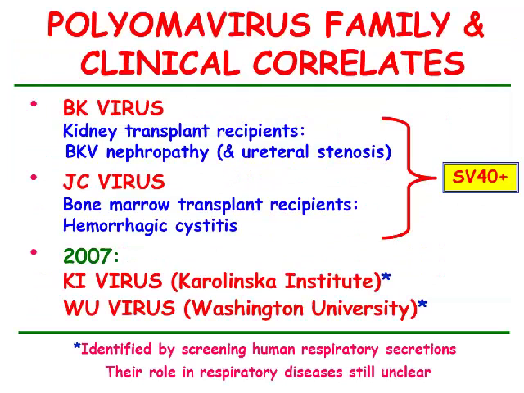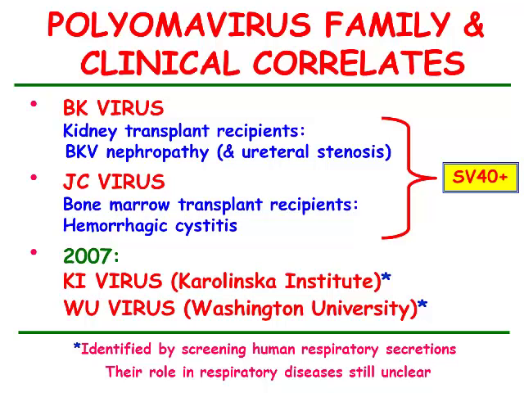So BK virus belongs to a family of polyomavirus, and there are two main polyomavirus, BK virus and JC virus. BK virus is found especially in patients with a kidney transplant, and it can cause BKV nephropathy and or ureteral stenosis and or cystitis. While JC virus is involved especially in patients with a bone marrow transplant, where it causes hemorrhagic cystitis.